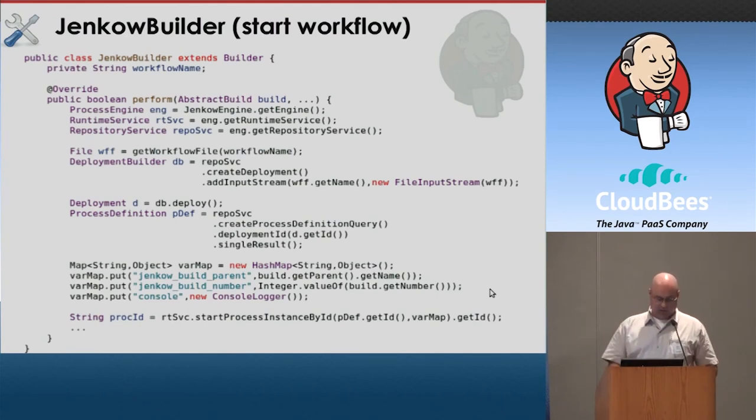I just want to glance a little bit over the code. The Jenkow builder interacts with the workflow engine by essentially using a deployment builder and then deploying this workflow and then having a process definition. The process definition is essentially at this point the active or about to become active workflow, and the context in terms of variables of this workflow is being constructed here. Things like the build number and the build parent are being put into that, and all of this is then finally started down here.